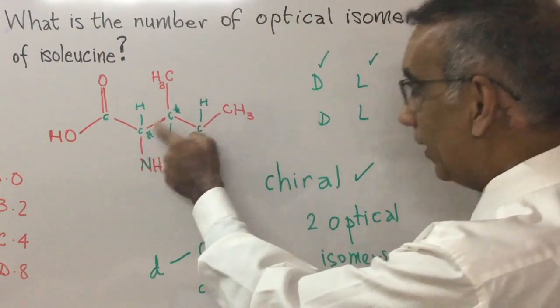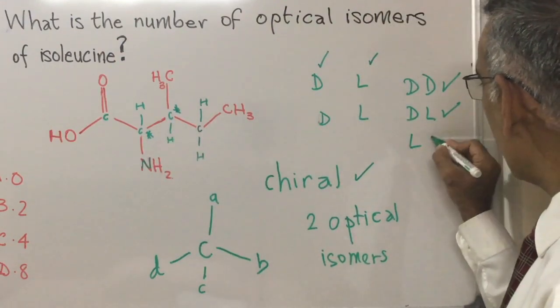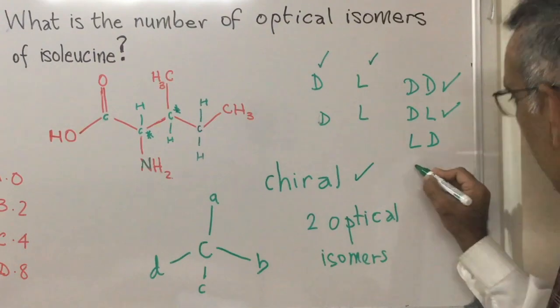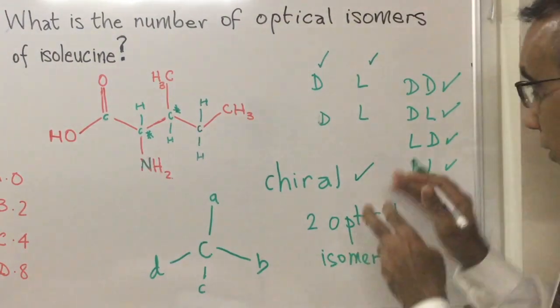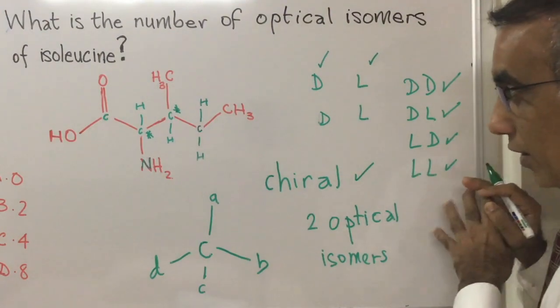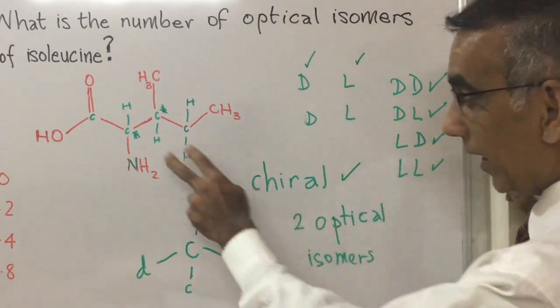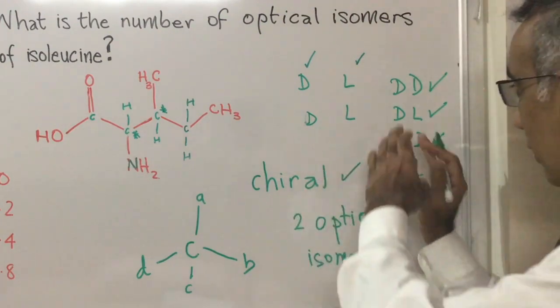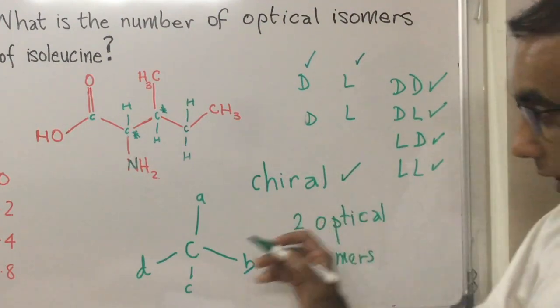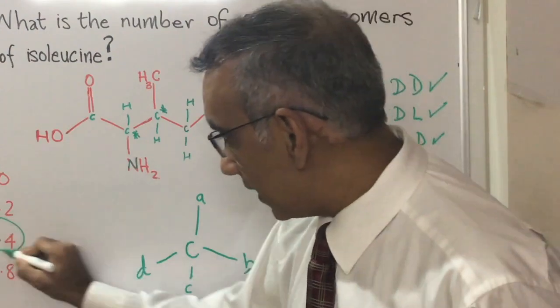When you have the L here and the D here, then you'll have another isomer. And when you have two L's, then you'll have another isomer. So there are four different combinations that you can get, because each chiral center can give rise to a pair of optical isomers. And when you look at the different combinations, you'd realize that the answer should be C, 4.